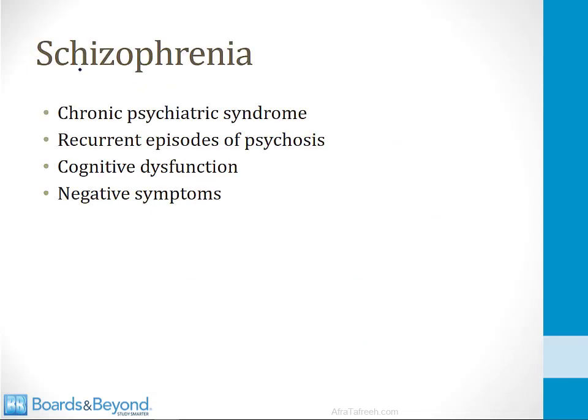Let's start with schizophrenia, which is the classic psychiatric psychotic condition. Schizophrenia is a chronic psychiatric syndrome, and to keep it simple for yourself, you can basically think of schizophrenia as involving three things. First of all, patients with this disorder have recurrent episodes of psychosis. They also have cognitive dysfunction, and then finally, they have something called negative symptoms, which we'll talk about in a minute.